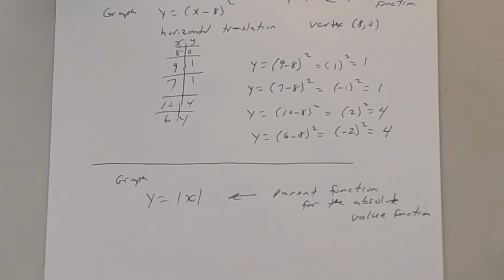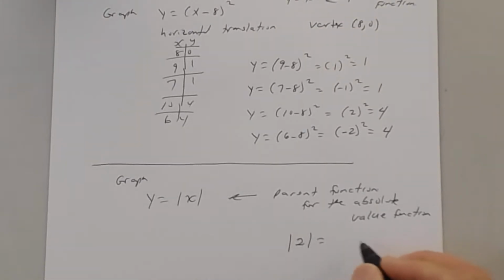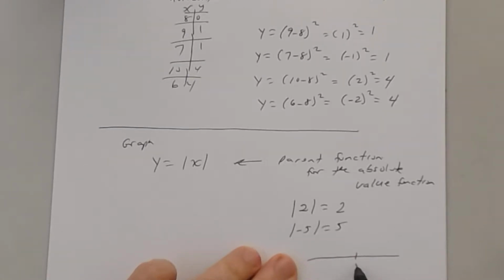Okay, so now we're going to look at absolute value. Now, a couple of things you've got to remember about absolute value. If I ask you what is the absolute value of 2, you're going to say what? 2. If I ask you what's the absolute value of negative 5, you're going to say what? 5. So the absolute value of a number is the distance that number is from 0 on the number line. So this is 0, and this is negative 5. Then the absolute value of negative 5 is this distance right here. And what's that distance? Positive 5. Distance is always positive.